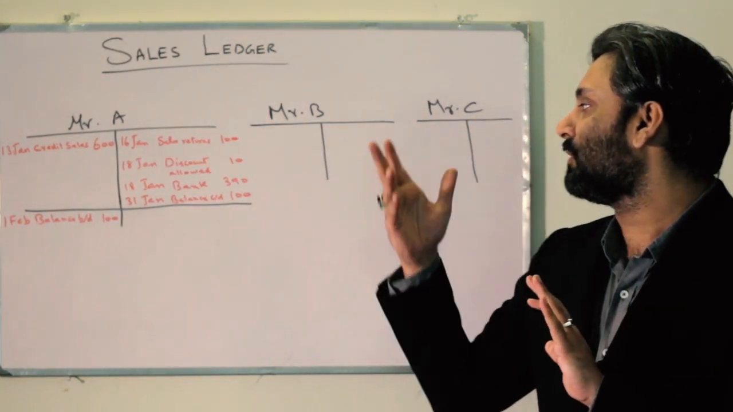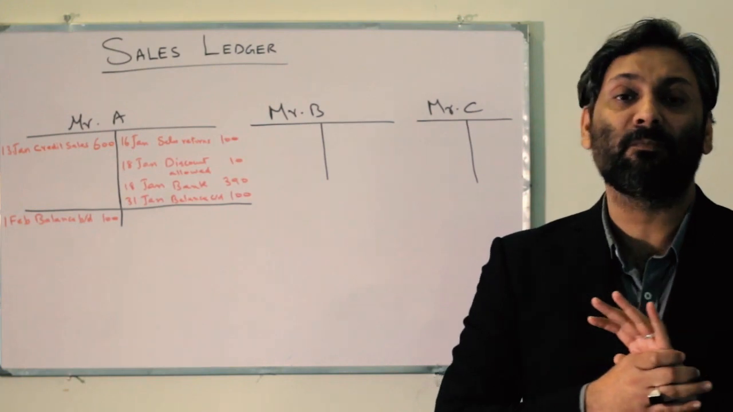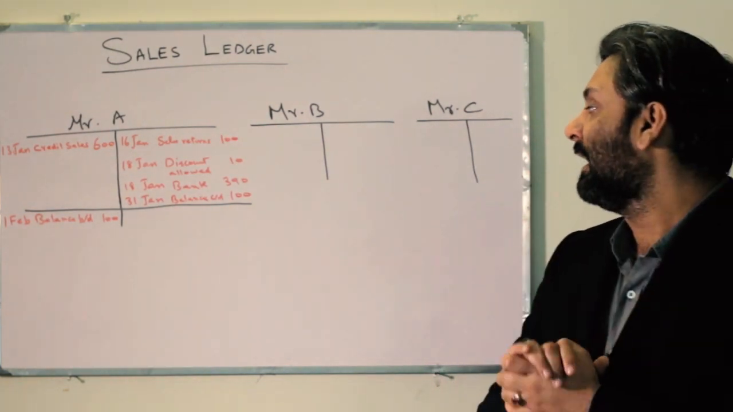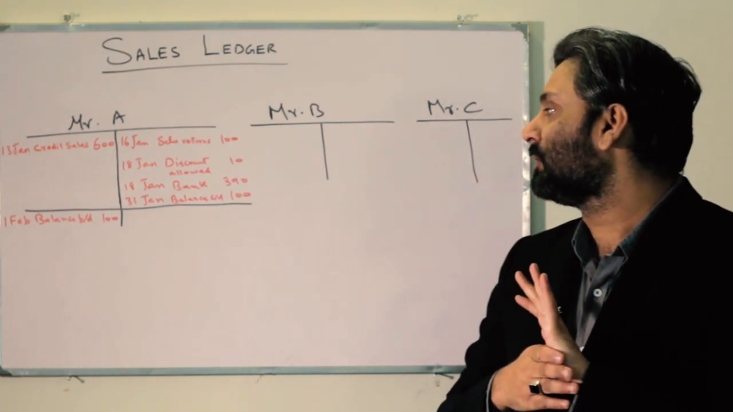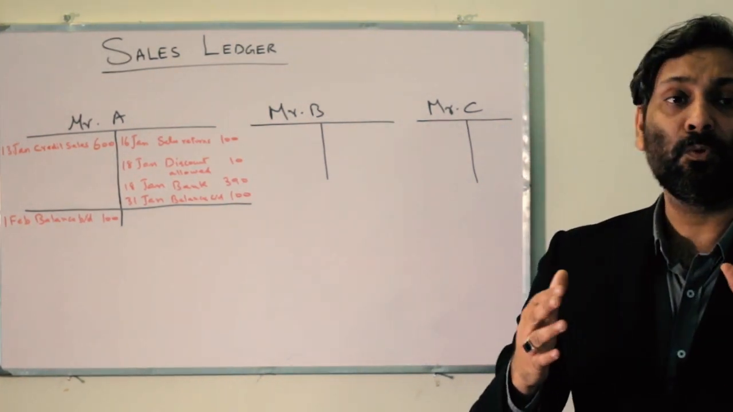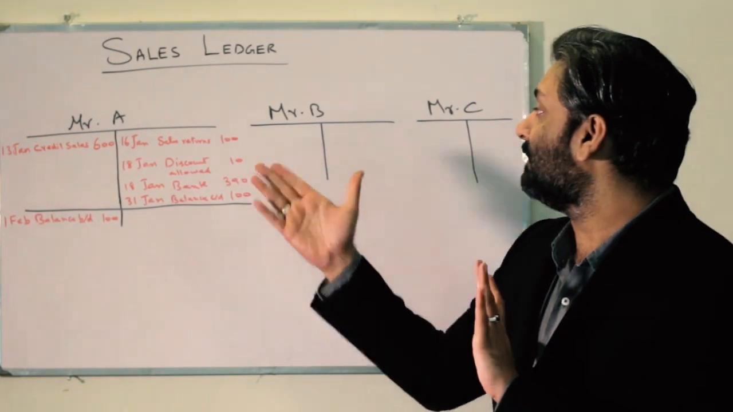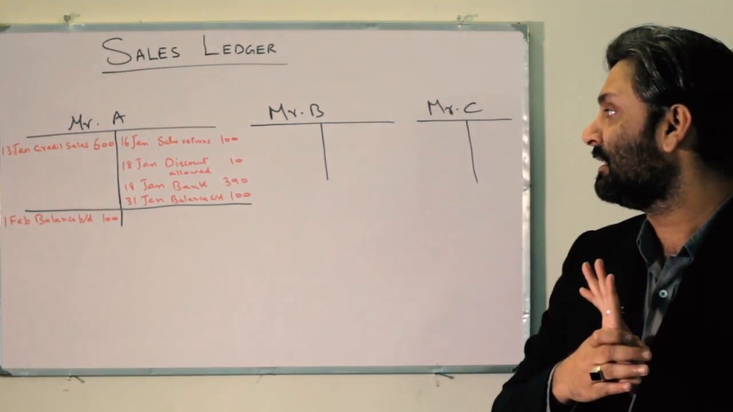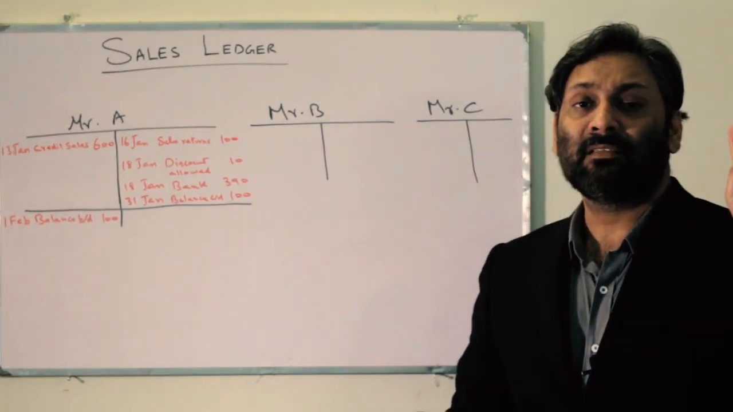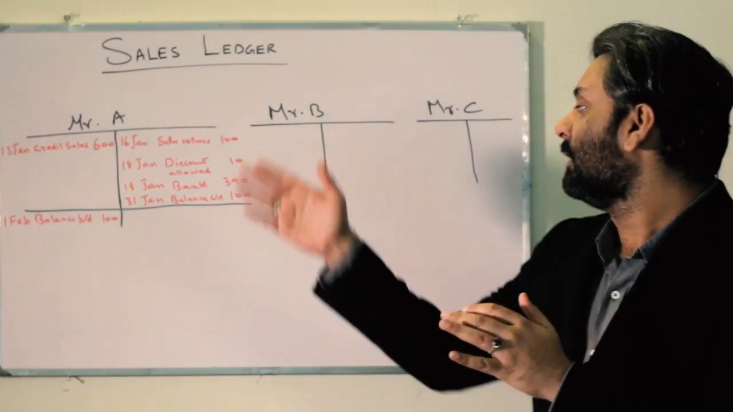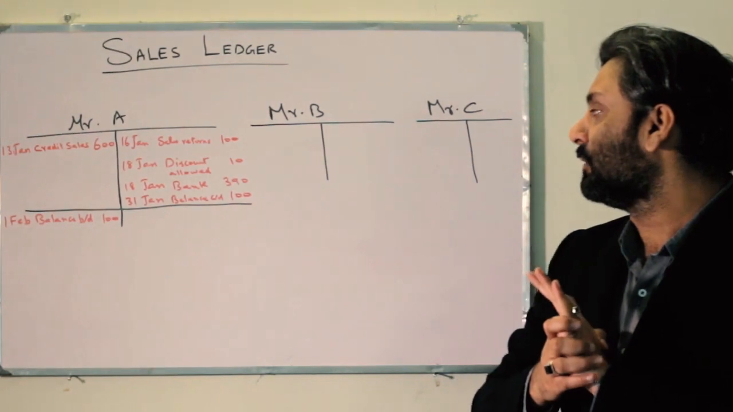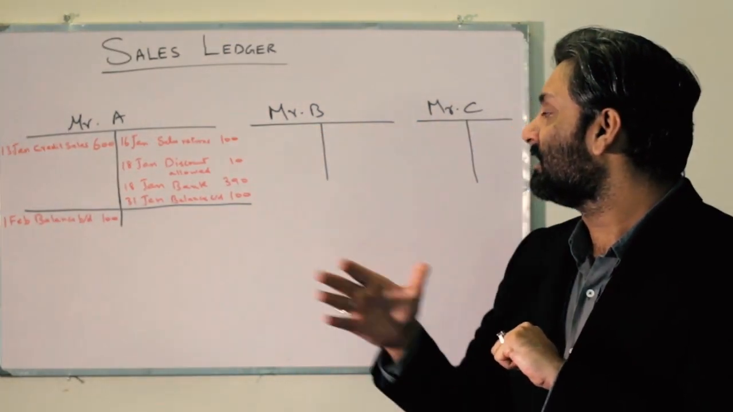Regarding the relevant journals, discount allowed is obviously going to come from the cash book, and bank is also going to come from the cash book as well. So we are basically combining a few journals when we are making a sales ledger. We are combining the sales journal, the sales return journal and the cash book to get the results which are being displayed over here. So that is what the sales ledger is all about.